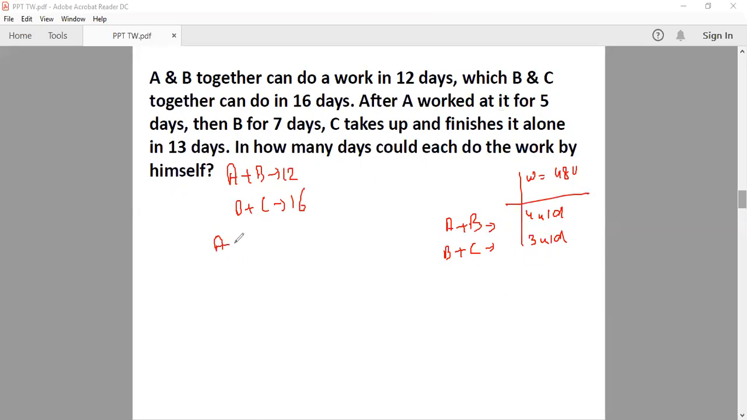इसके बाद हम कहते हैं कि a, b और c, लेट अस से कि ये a यूनिट्स करते हैं, ये b यूनिट्स करते हैं और ये c यूनिट्स करते हैं एज इट इज. ओके, सो हियर हमारे पास अब आगे क्या दिया हुआ है कि 5 डेज काम किया a ने, 7 डेज काम किया b ने एंड 13 डेज काम किया c ने. इन तीनों ने मिला के कितना काम करा? काम फिनिश करा 48 यूनिट्स करा.